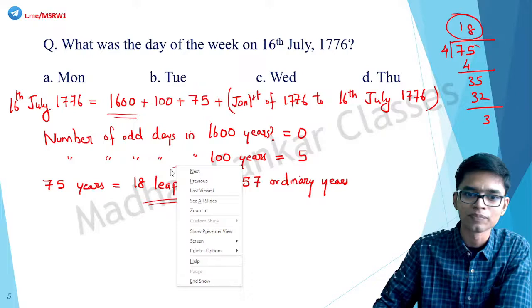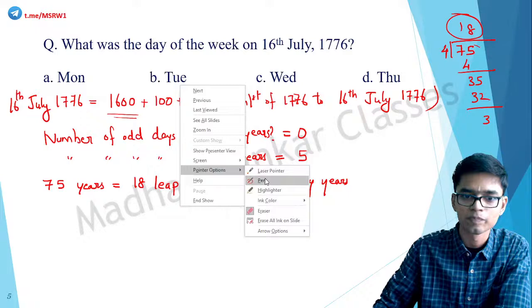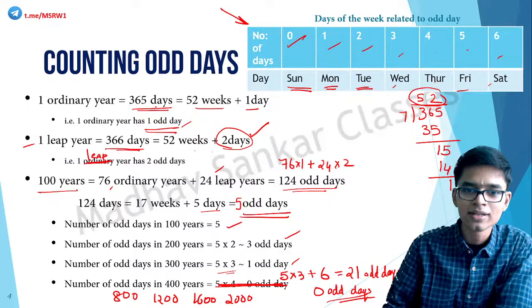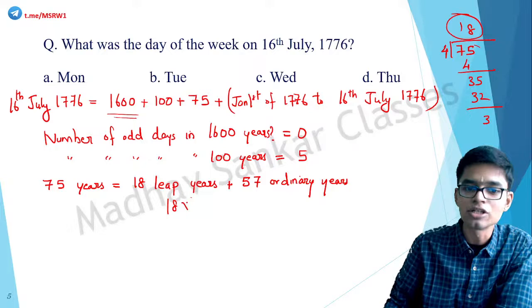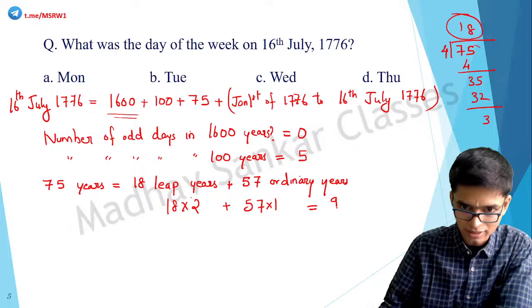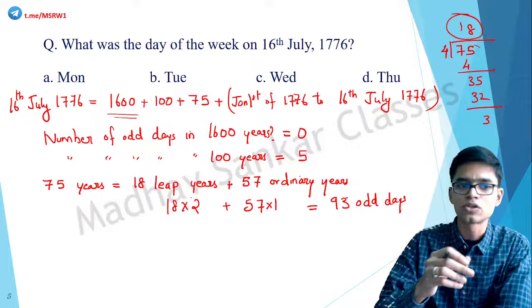Now, in one leap year, how many odd days are there? In one leap year, the number of odd days is equal to 2. And in one ordinary year, number of odd days is equal to 1. Correct? So 18 leap years means what? 18 into 2 odd days plus 57 into 1 odd day. And this is equal to how much? 36 plus 57. That would give you 93 odd days. So we have completed up to this portion now.